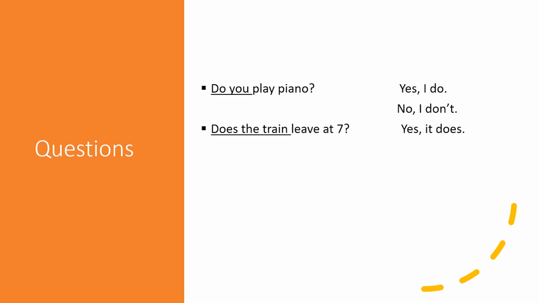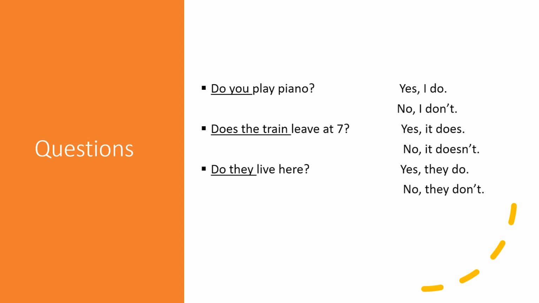Now let's discuss some questions of yes or no and how to respond to them. For example, do you play piano? The answer would be yes, I do. In case the answer is a negative form, it would be no, I don't. Likewise, does the train leave at 7? The answer would be yes, it does. The negative form would be no, it doesn't. Moving further, do they live here? Yes, they do. The negative answer would be no, they don't.